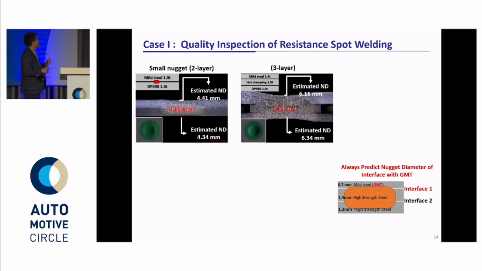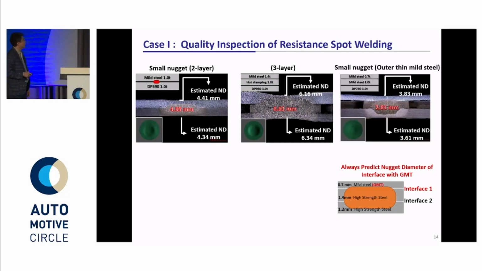In the case of a 3-layer, even including the hot stamp steels, the very large nugget was 6.61, and the estimated nugget diameter was 6.16 and also 6.34. This next one is a very challenging part. In the case of outer thin mild steels, the actual nugget diameter at this interface 1 was 2.81, which provides a very shallow indentation. However, even with this shallow indentation, we can estimate the nugget diameter.